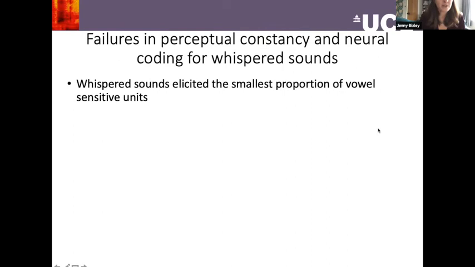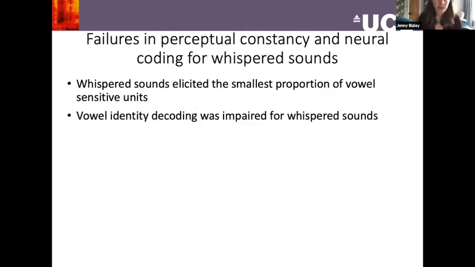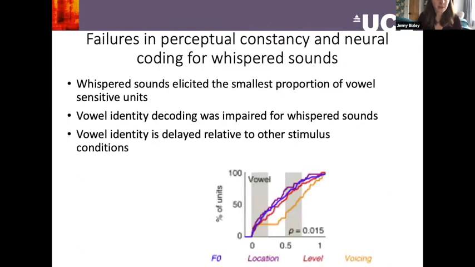I said the fact that the animals couldn't discriminate the whispered sounds was quite helpful. These failures in perceptual constancy mean that we can look at what we believe to be neural correlates of the perceptual constancy. And if they really are, they should fail too. In keeping with that, whispered sounds elicited the smallest proportion of vowel sensitive units. Those units that were sensitive conveyed less information.